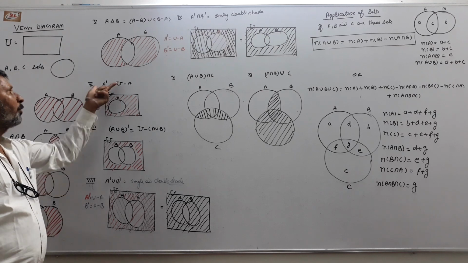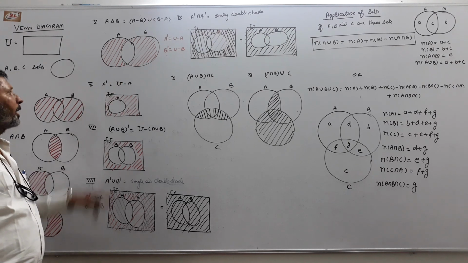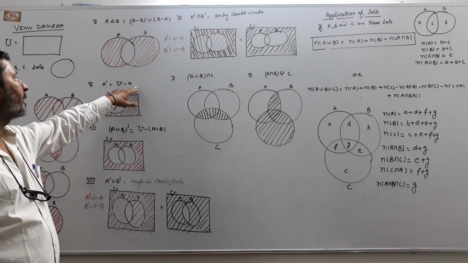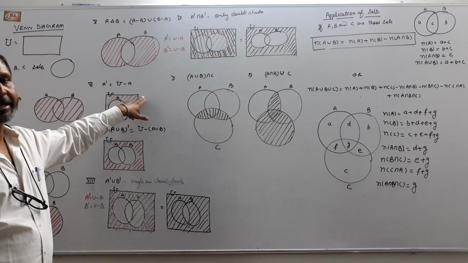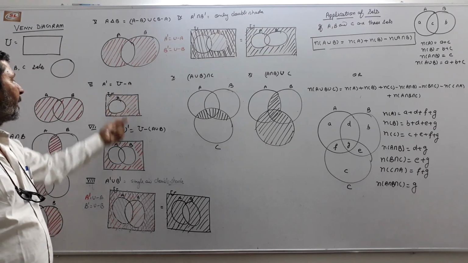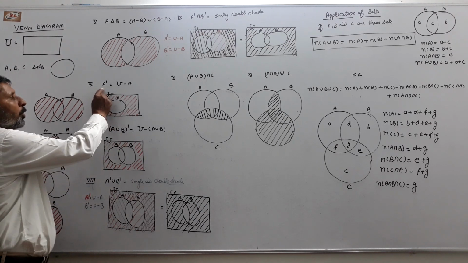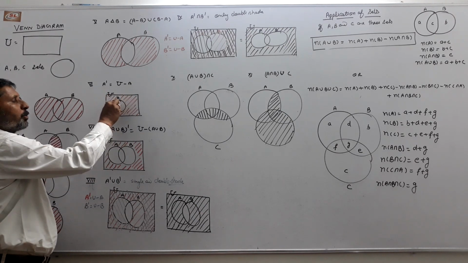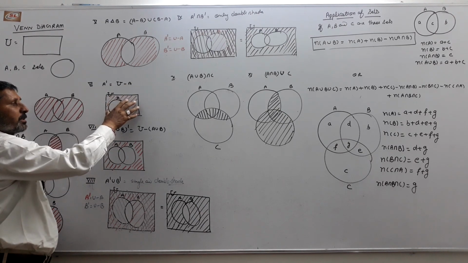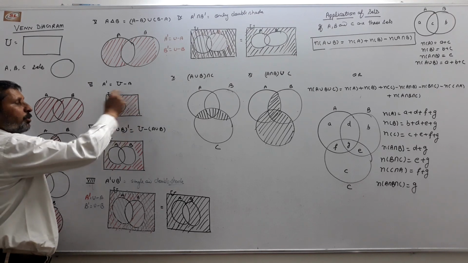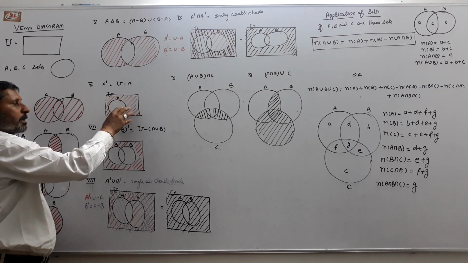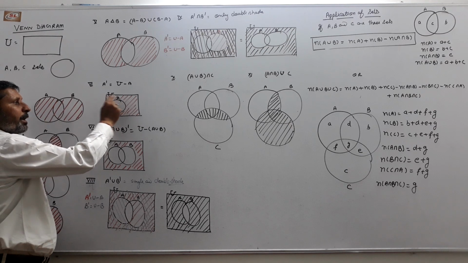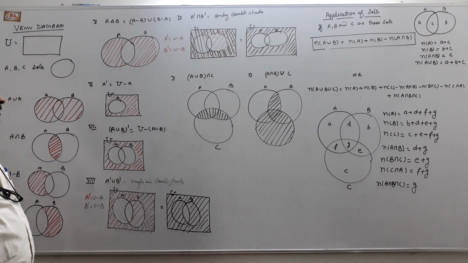Sixth part, how we can find out the complement of A, A dash. Complement of A means U minus A. Let me suppose that this rectangle represents the universal set and A is a set. So complement of A, U minus A, only those elements are left from the universal set. So how many elements are left in the universal set? From this rectangle, now we remove this circle. The remaining part is the complement of A.